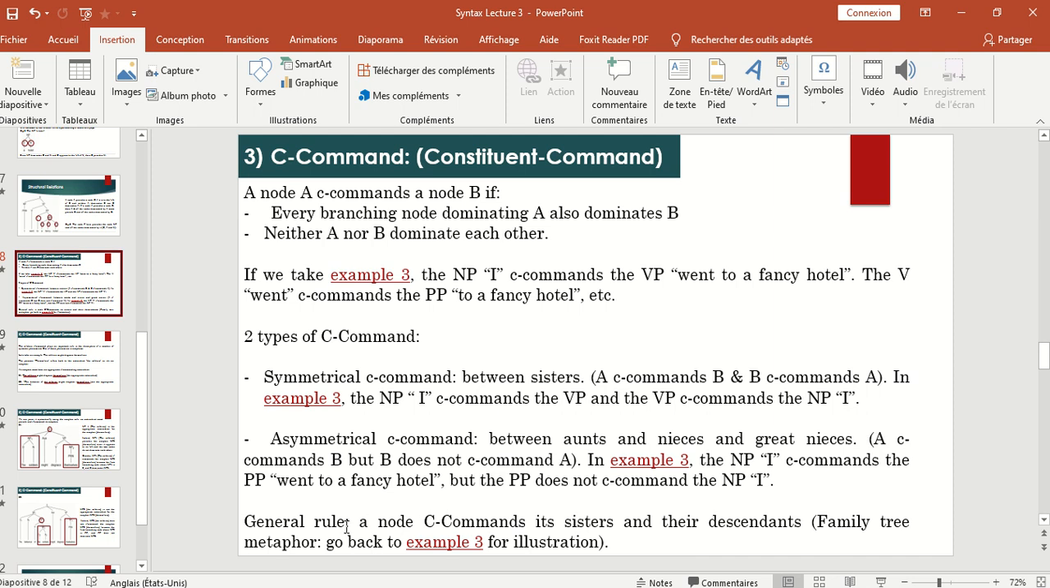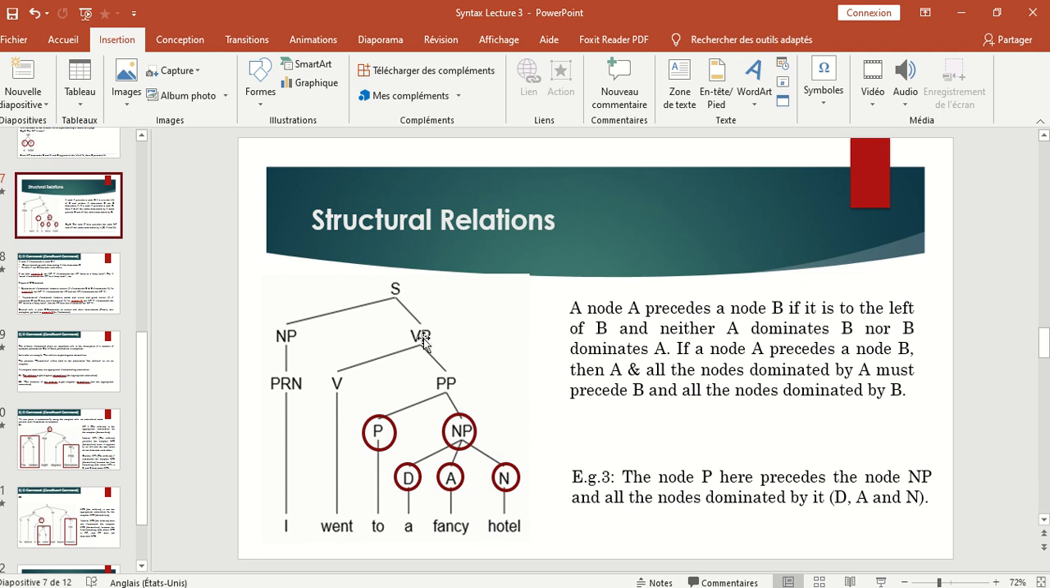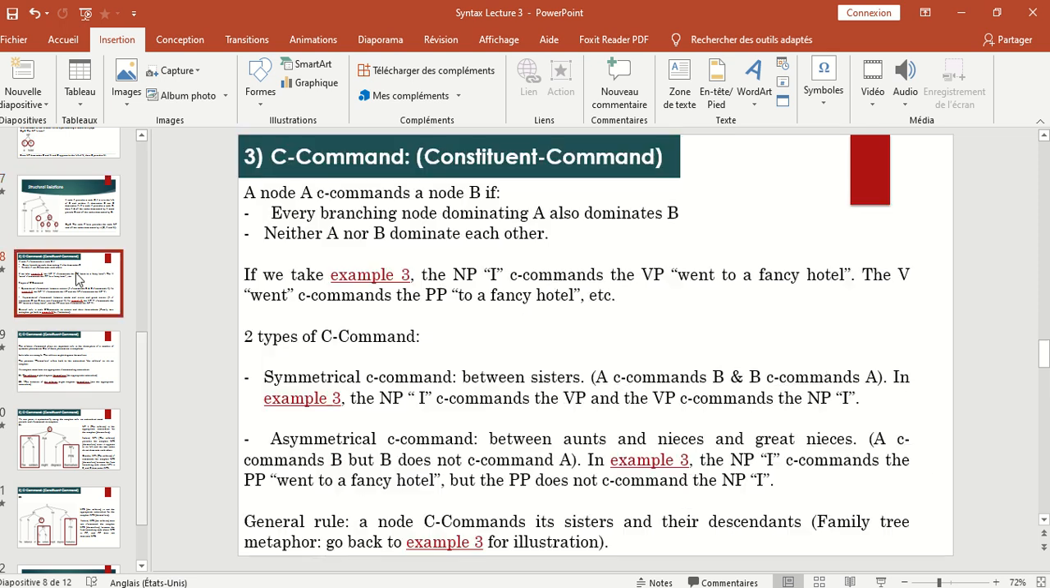So a general rule, a very simple rule, a node c-commands its sisters and their descendants. So here the NP c-commands VP and everything under it. The V c-commands the PP and everything under it. The P c-commands the NP and everything under it. So it c-commands its sister and everything under its sister, that is the descendants, the nieces and the great nieces.